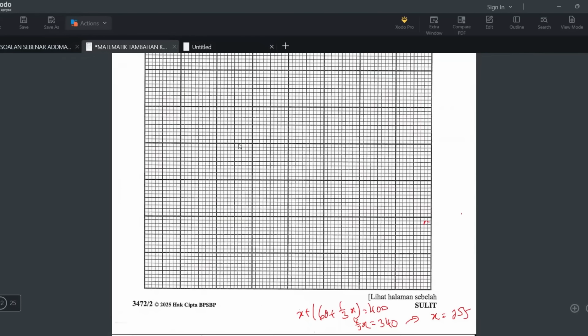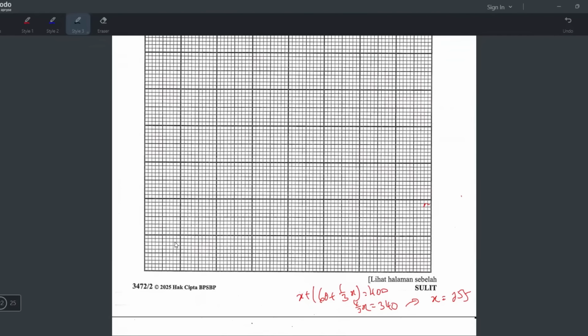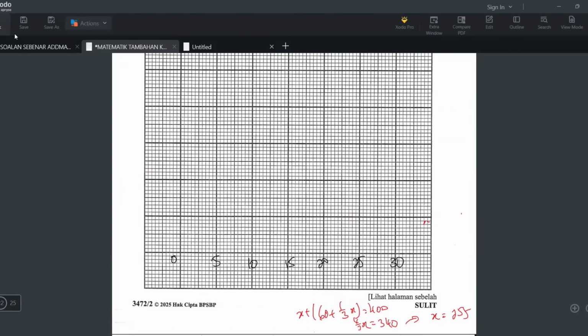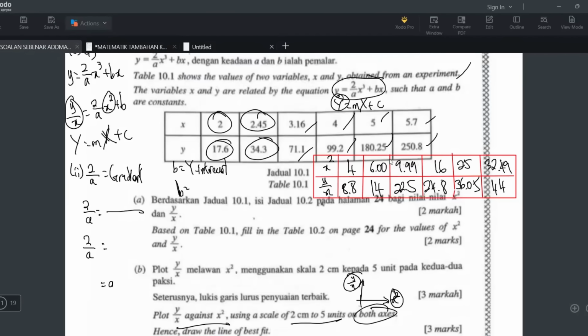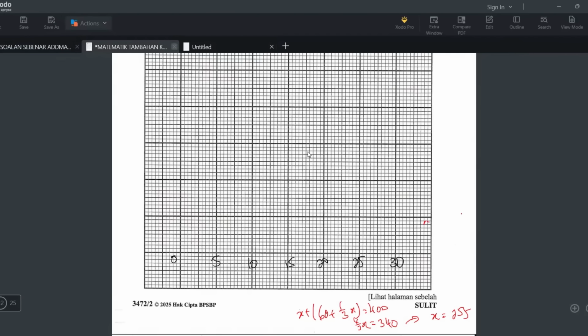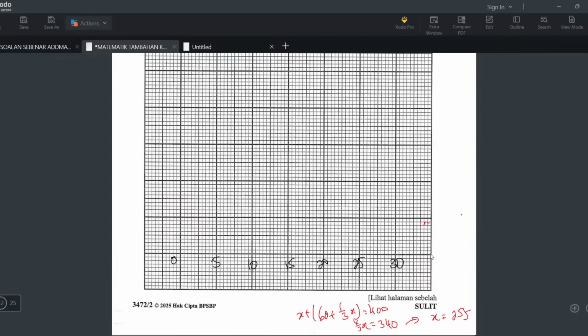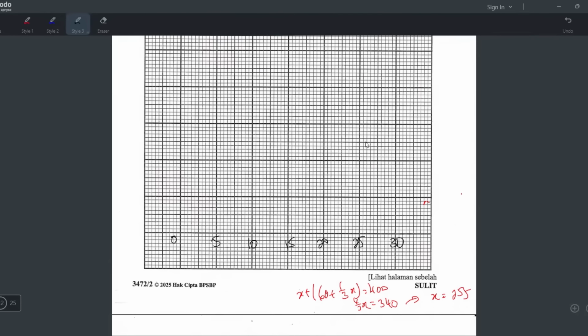So let's go to the graph paper. I will write my 0, 0 here. And then 2 cm to 5, right? So 5, 10, 15, 20, 25, 30. Let's check if it's enough. For the x value, the highest value is 32.49. Is it possible for me to plot 32? 31, 30. Yeah, can. So later my arrow I put here. That's my x squared.